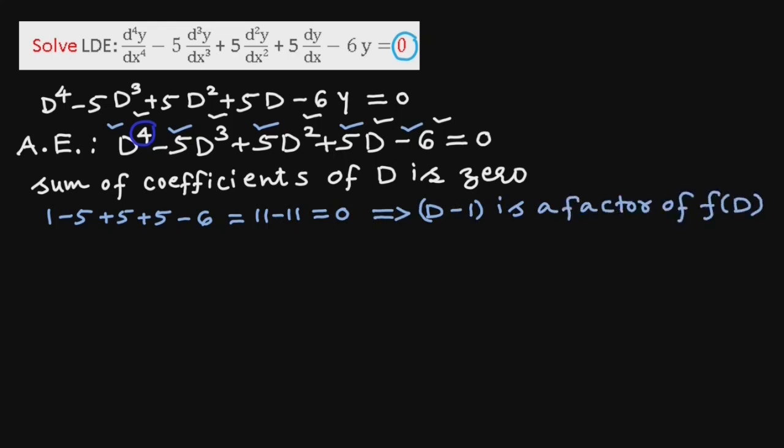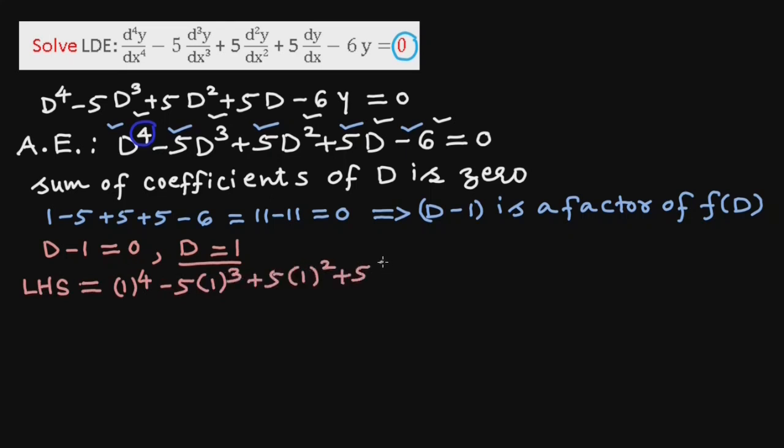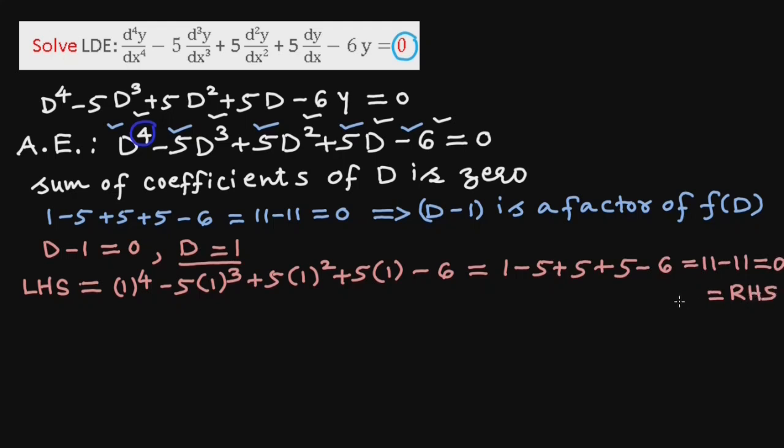We can verify this. For that, let us put d minus 1 equals 0. d will be 1. If we substitute d equals 1 in the auxiliary equation, we get left hand side equals 1 raised to 4 minus 5 into 1 cube plus 5 into 1 squared plus 5 into 1 minus 6, which is 1 minus 5 plus 5 plus 5 minus 6, 11 minus 11, 0, which is the right hand side. Since left hand side equals right hand side, d minus 1 is a factor of this polynomial.